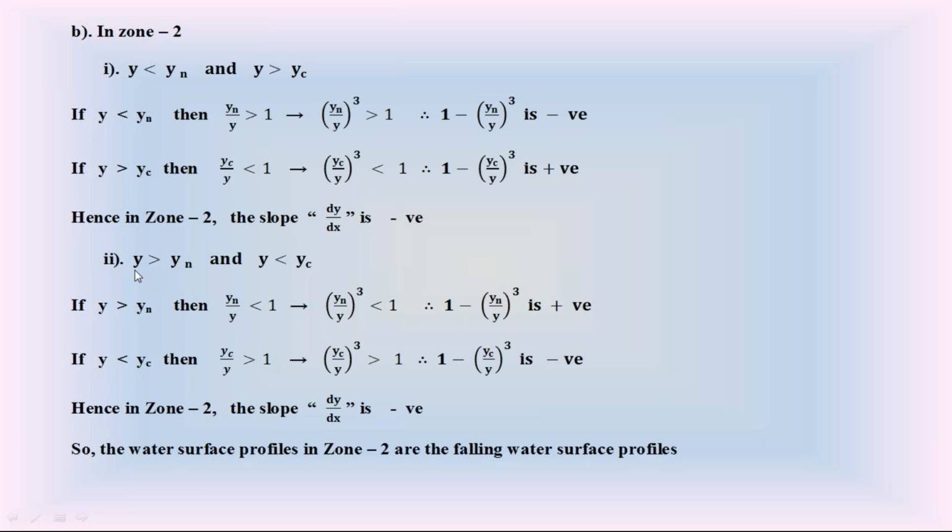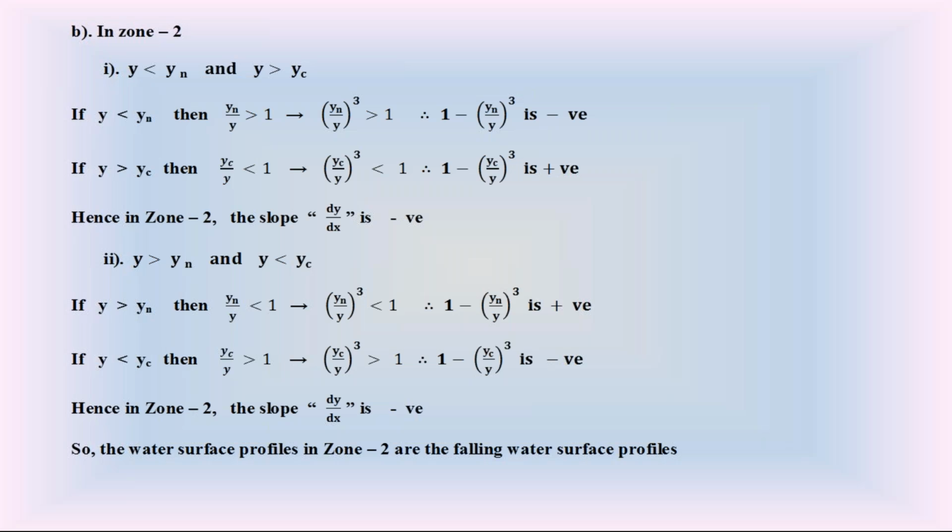In the second condition also, the depth of flow y is in between the critical depth and normal depth, and the slope dy by dx is negative. So in zone 2, whatever the channel bottom slope may be, either mild slope or steep slope. In critical slope, we don't have zone 2. Zone 2 is not existing in critical slope. Zone 2 exists in mild slope, steep slope, horizontal slope, and also adverse slope.